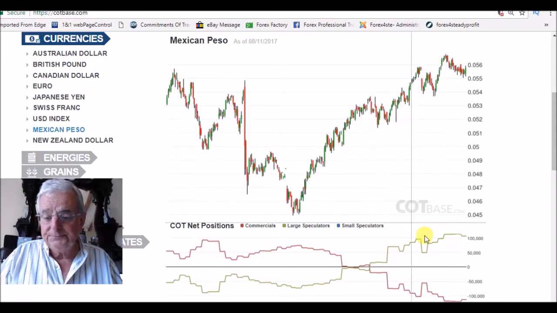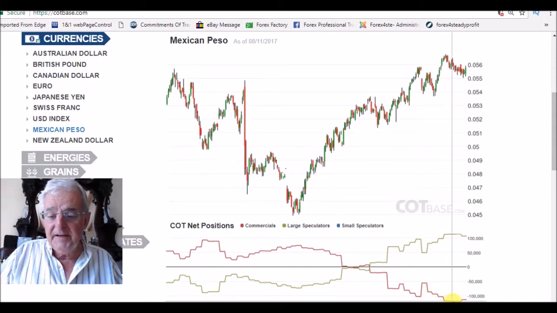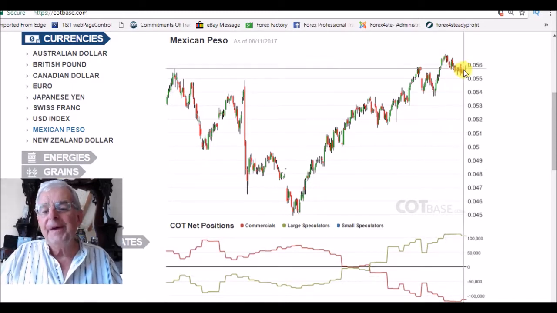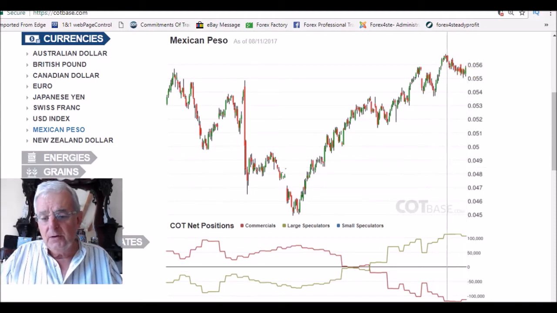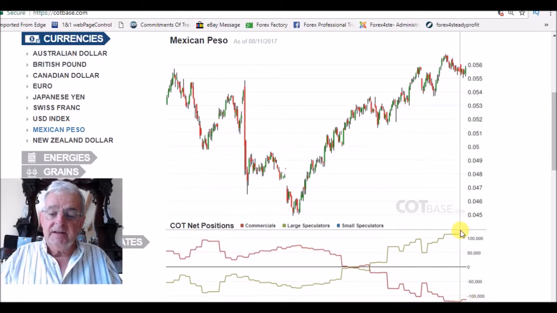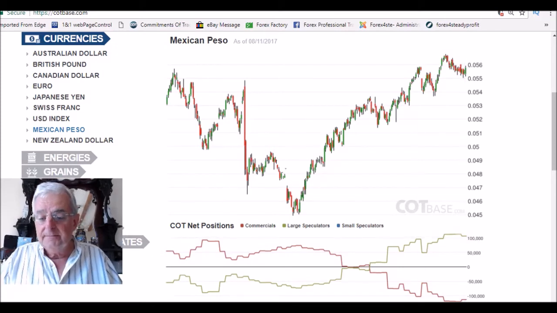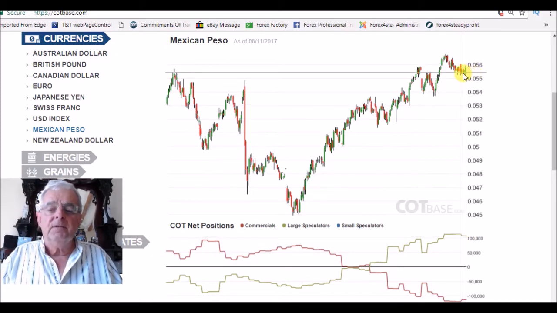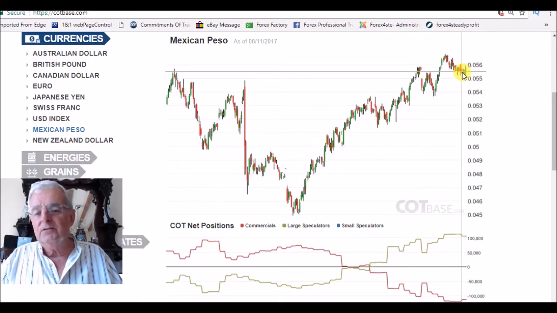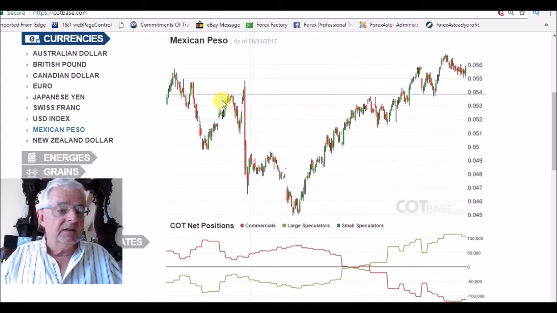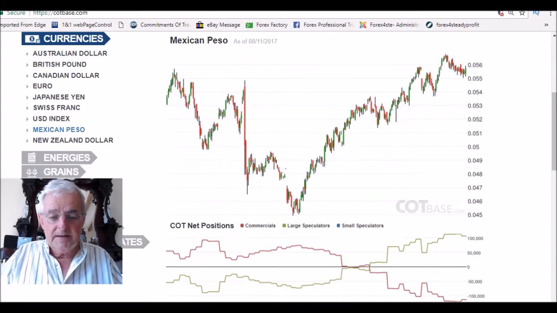Mexican peso. We've been actually gaining a bit of strength on the pair and obviously losing a bit of strength on the Mexican peso. We've actually dropped off a little bit this week, which has been mirrored in the speculators, but we're still expecting this pair to continue on their long journey. So we'll go and have a look at that.